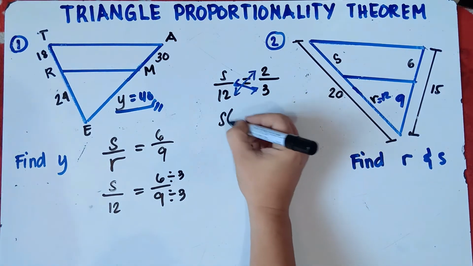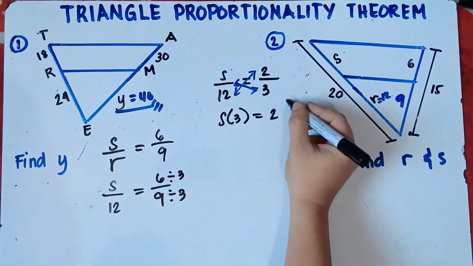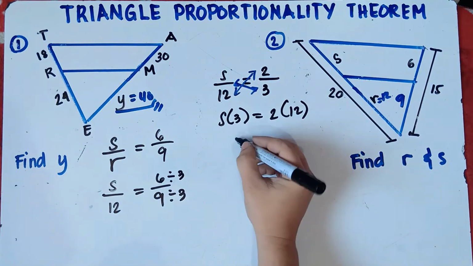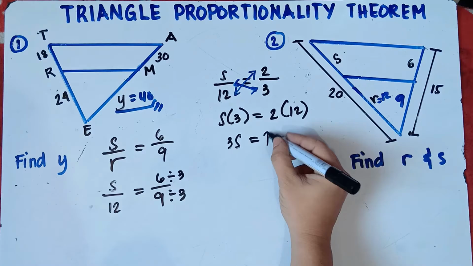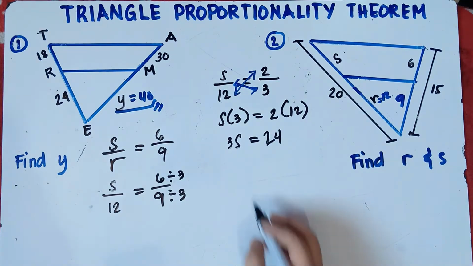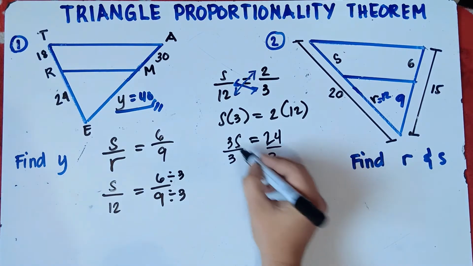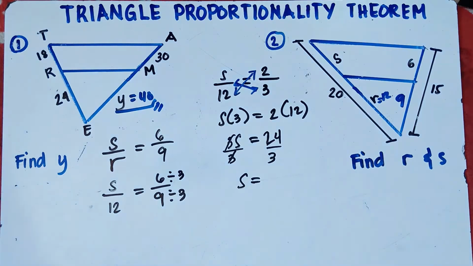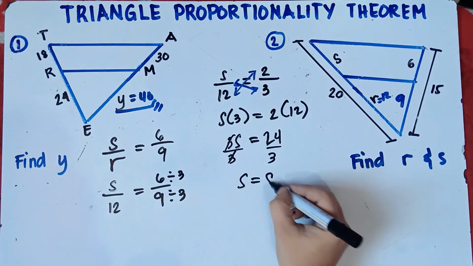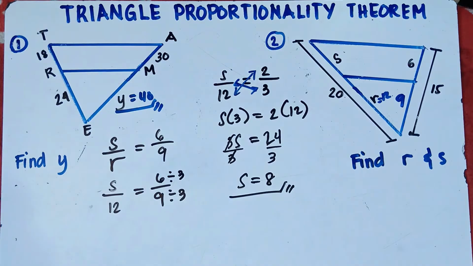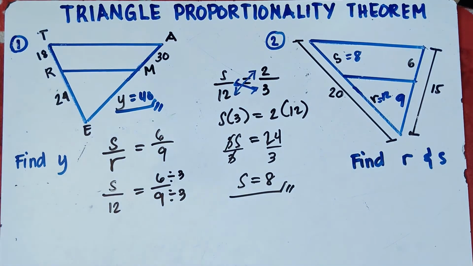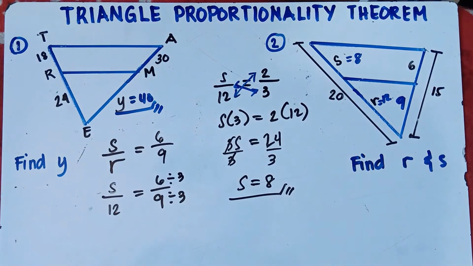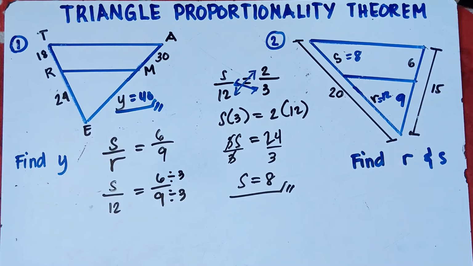So this will be S times 3 is equals to 2 times 12. So S times 3, that is 3S, equals 2 times 12, that is 24. And to get the value of S, you divide both sides by 3. So S is equals to 24 divided by 3, that is 8. Alright, so therefore, S is 8. So this is 8. That's it, class. All set for number 2. Our S is equals to 8, and our R is equals to 12.